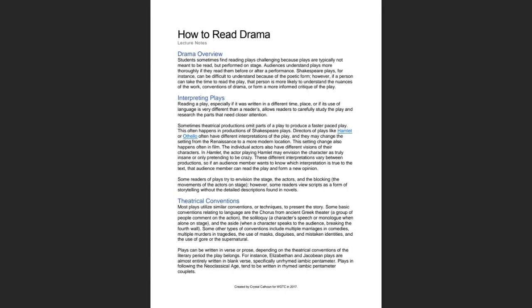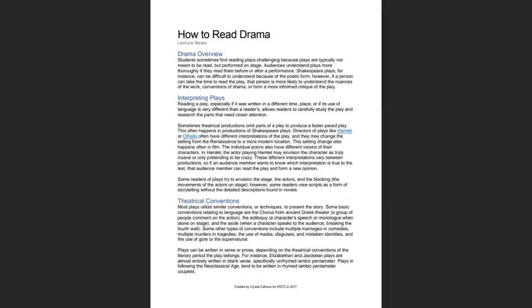So if an audience member wants to know which interpretation is true to the text, the audience member can read the play to form a new opinion. Some readers of plays try to envision the stage, the actors, and the blocking movements. However, some readers view the script as a form of storytelling without the detailed descriptions found in novels. The absence of detail can be a problem because, like, it'll say in Midsummer Night's Dream, they enter a forest. Well, what does that forest look like? Is this the pine grove behind the house, or is this an old growth forest in the deep woods? Those are very different locations, but sometimes the text doesn't give you everything.